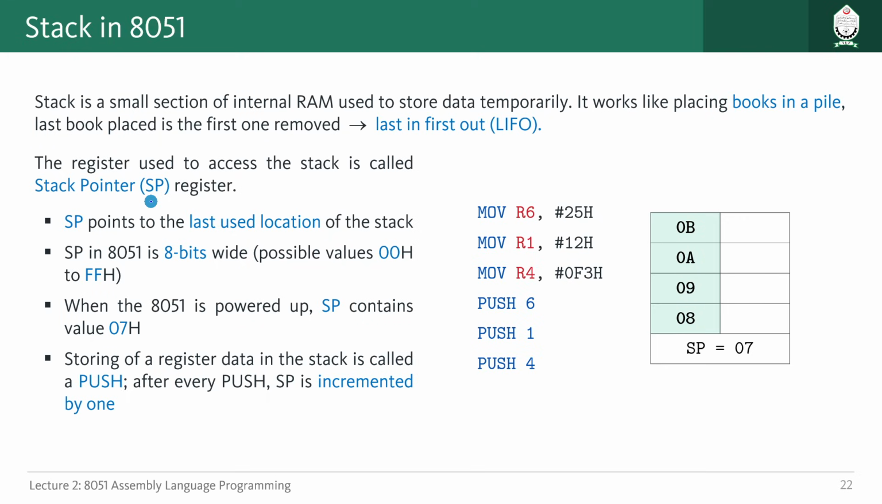So this is basically one register to access the stack. It contains an address, and this stack pointer will always point to the last used location of the stack. Because the length of SP, the stack pointer, is 8 bits, possible values for SP start from 00H up to FFH, which is more than what we need for our RAM. Whenever the 8051 is started up initially, by default the stack pointer contains the value 07H.